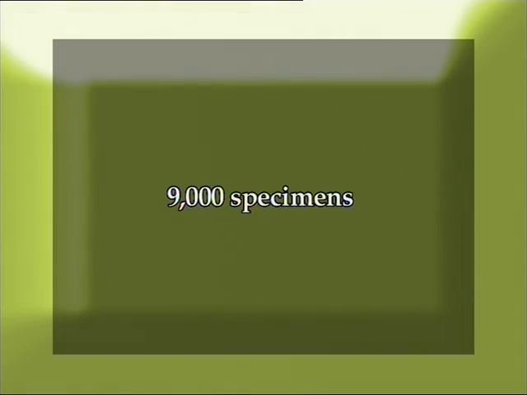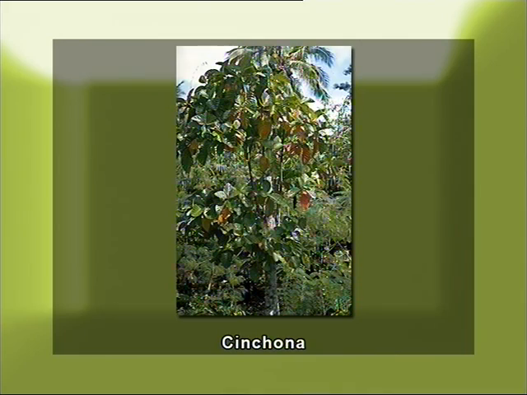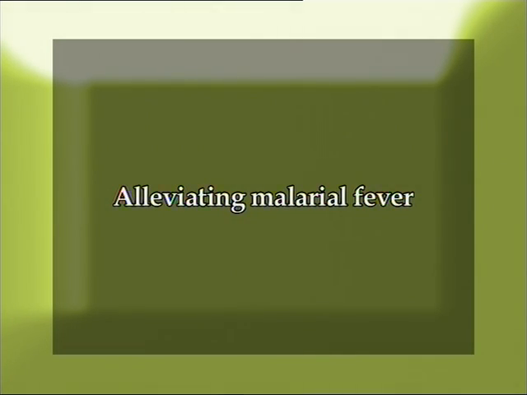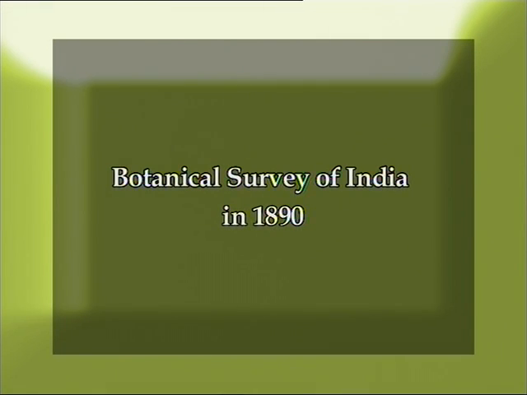During these extensive explorations, about 9,000 specimens and a large number of plants were collected. In 1853, cinchona trees were introduced in the garden and its cultivation was recommended in the Nilgiri hills. The seeds were brought from Kew and several species of cinchona were raised in the Botanic Garden. This helped to a large extent in alleviating malarial fever. The botanists under various provincial governments united into an organization later called the Botanical Survey of India in 1890.